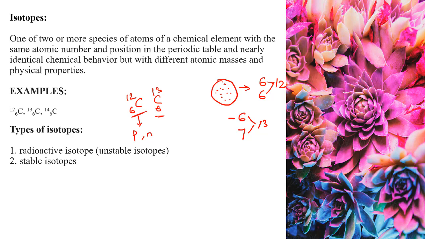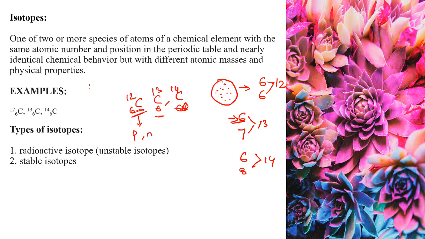So these protons will be the same. If it is C14, C6 14, then you will have 6 plus 8, 14. In every carbon atom the 6 will be the same. That means protons will be the same but neutrons different. These are isotopes.